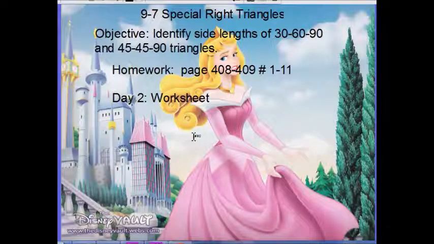Welcome to section 9.7, special right triangles. The objective is to identify side lengths of 30, 60, 90 and 45, 45, 90 triangles. This is a 2-day section. For day 1, we'll be working out of the book, page 408 to 409, 1 to 11, and on day 2, we'll be doing a worksheet.